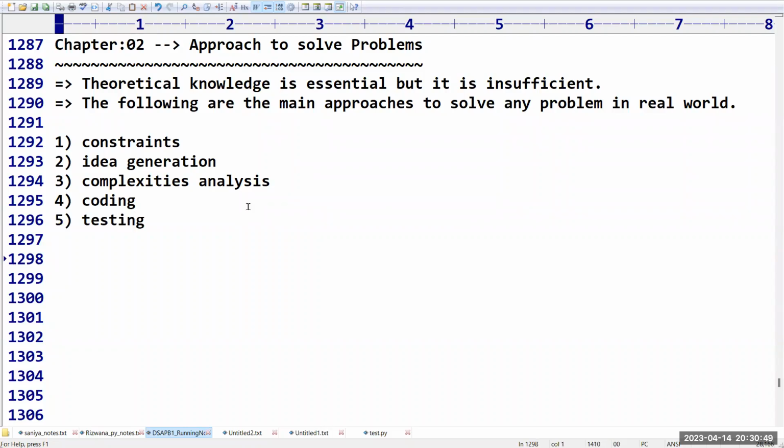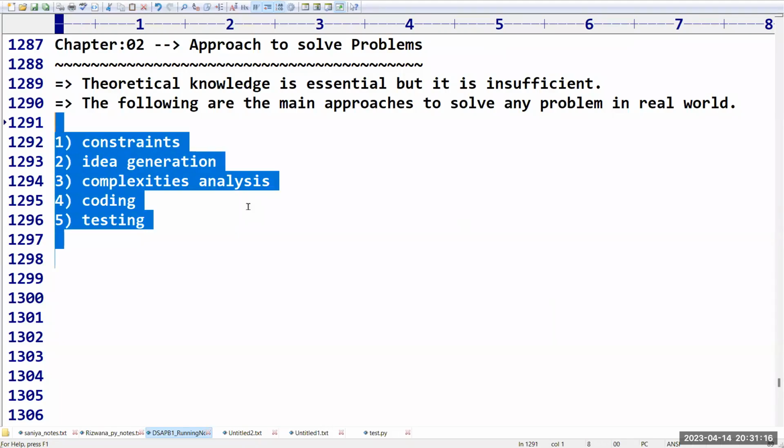At the top level, these are the 5 operations we have to identify for solving a problem. Maybe you have some other 1 or 2 concepts also, but in my point of view, these are the 5 prime factors or 5 approaches to solve any program in the real world. Of course, I'm going to explain these concepts one by one for your better understanding by taking some examples.